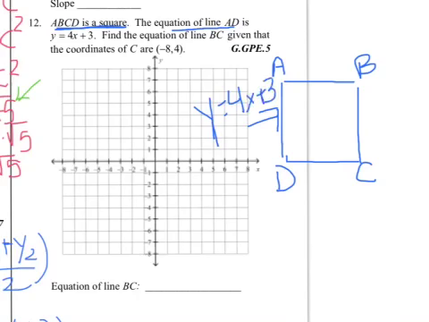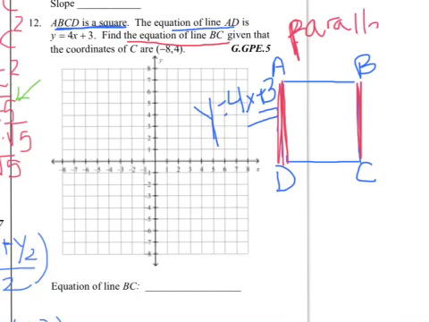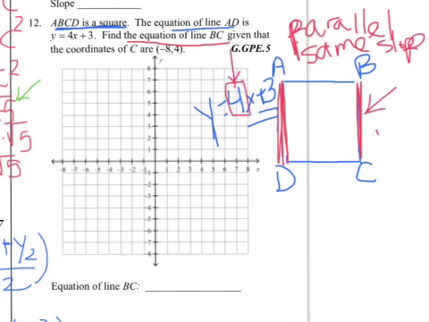Now the next thing they tell us is they want us to find the equation of a line BC. Well, BC is this one. And hopefully you realize that AD and BC are parallel. And if they're parallel, then they have the same slope. And the slope of the first line is the number in front of x, so it's a positive 4. So that means the equation of this line also has to have a slope of positive 4 because they're parallel.